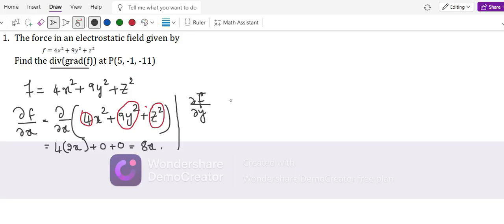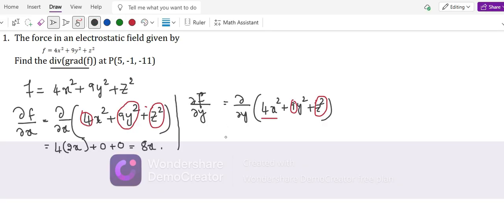Right? ∂f/∂y. So that is equal to ∂/∂y of, again, 4x² + 9y² + z². So here which one is constant? Since we are differentiating partially with respect to y, 4 is constant, x² is constant, and 9 is constant, and z² is constant. Other than y all are constant here. Okay, so now let us do the differentiation.